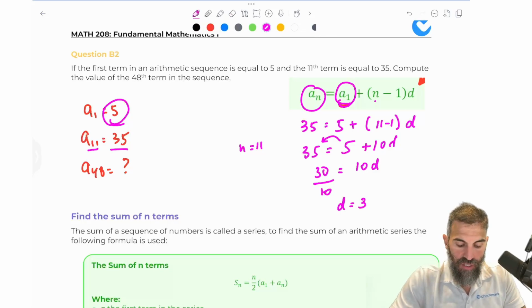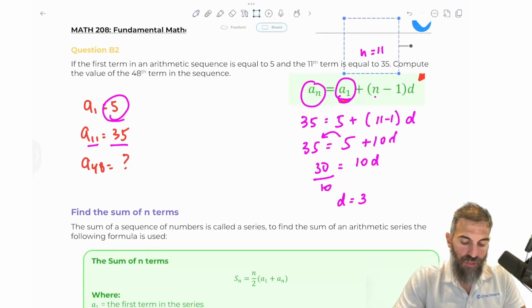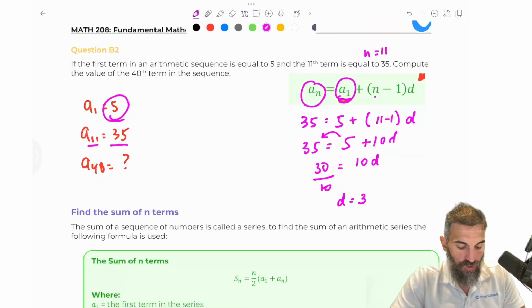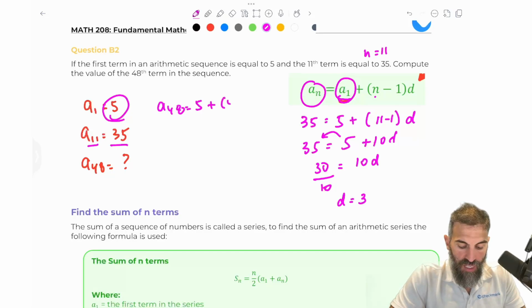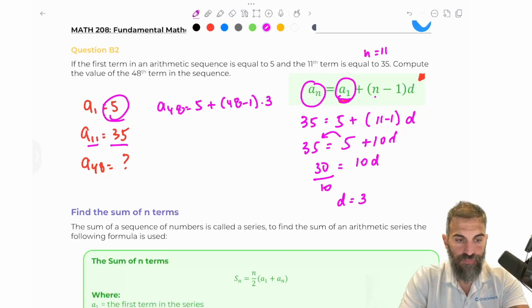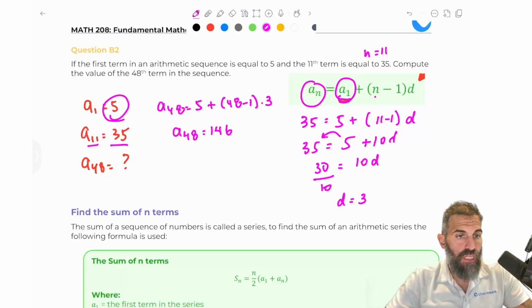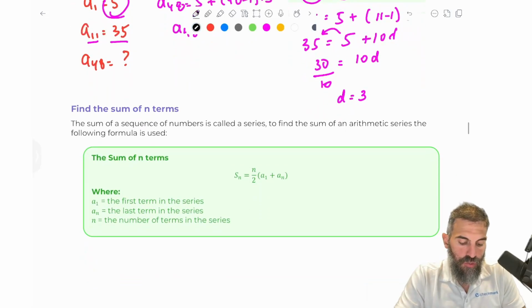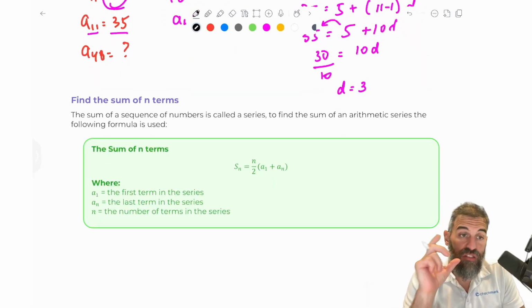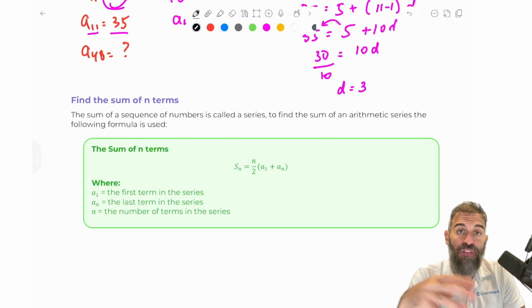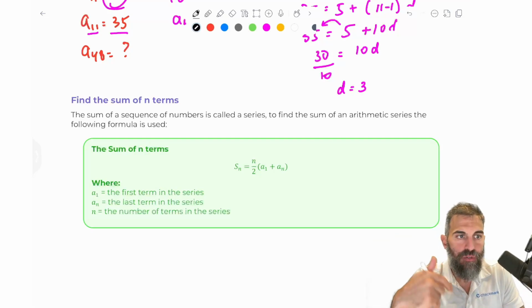Great. Now that you've got your slope, it becomes a regular question just like the one we saw before. So if I'm trying to find A48, I'm going to use my A1, which is 5, plus 48 minus 1 times 3. Okay, great. So that's how you find a specific term. The next thing you have to understand how to find is the sum. So if I want to find the sum of n terms, so the sum of the first 10 terms, the sum of the first 20 terms, and so on.